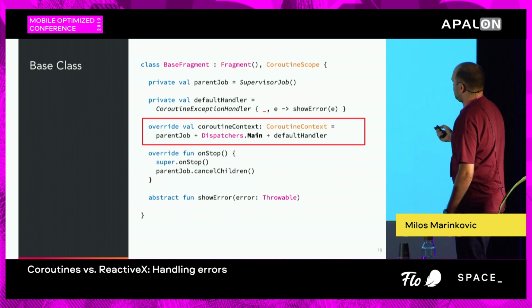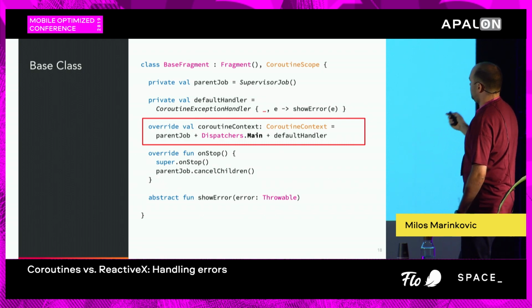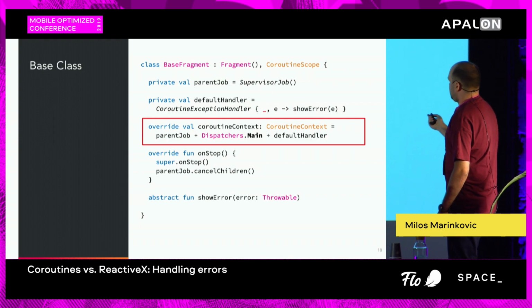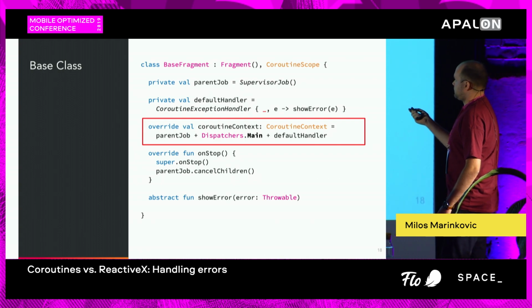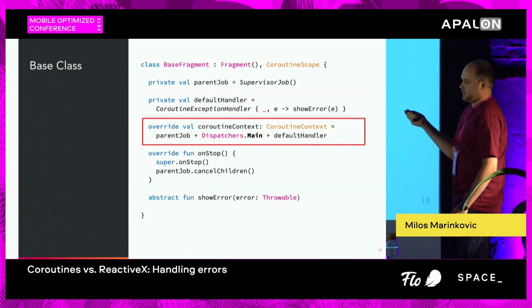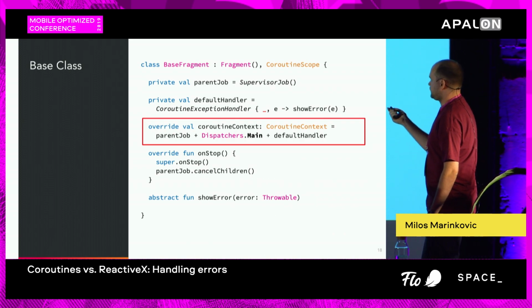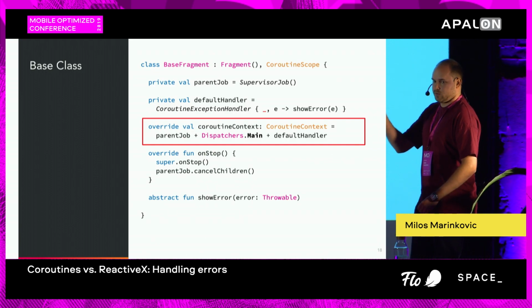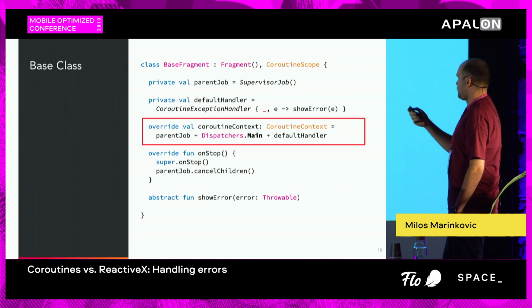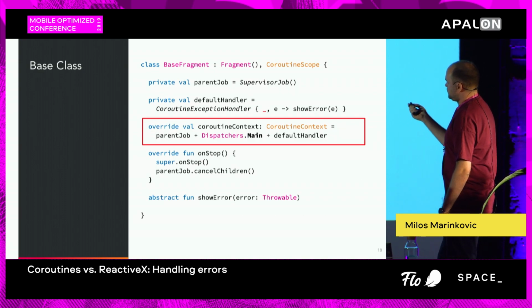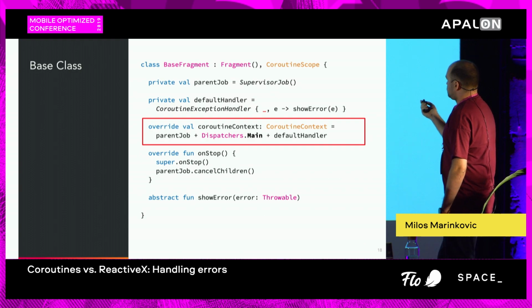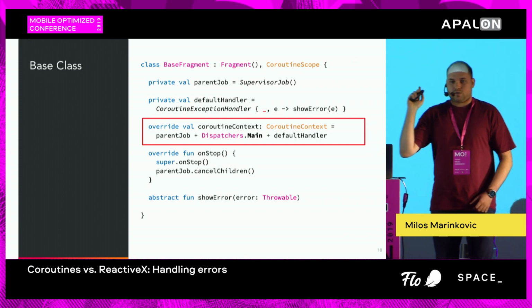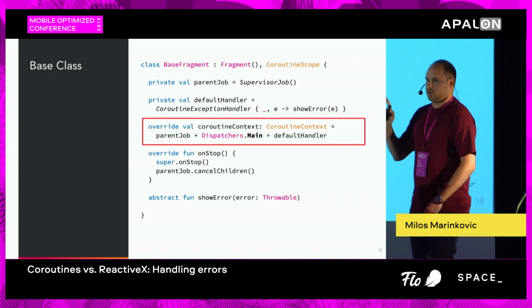The most important thing to note in the base class, this fragment, is that I have this coroutine context, because this fragment is a coroutine scope. This coroutine context will have a parent job, main dispatcher, and default handler. The default handler is something you don't have to explicitly give to your scope or context, but I added it because I want to check what happens when I throw an error from one of the tasks. So when my tasks crash, I want to catch the crash in this default exception handler. My parent job is a supervisor job, which means that I can crash the children without canceling the parent job. This is one of the workarounds.